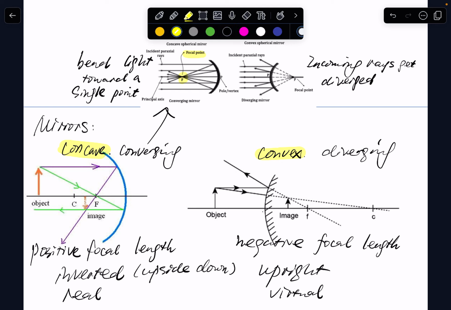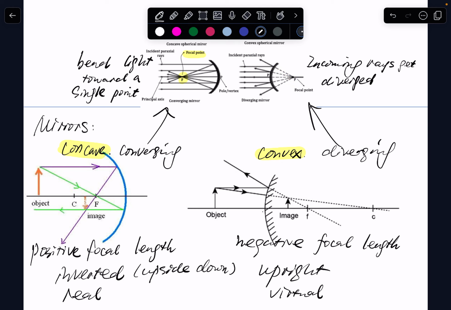And then the convex mirror is divergent. As you can see, the incoming light is here, and they also converge at the focal point, but then they later get dispersed, or diverged, if you will, to the other direction, so we call them divergent mirrors.